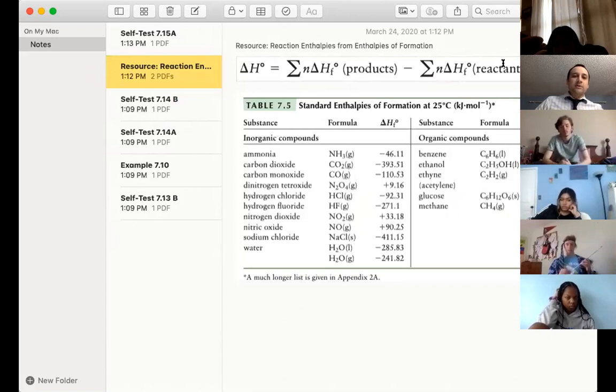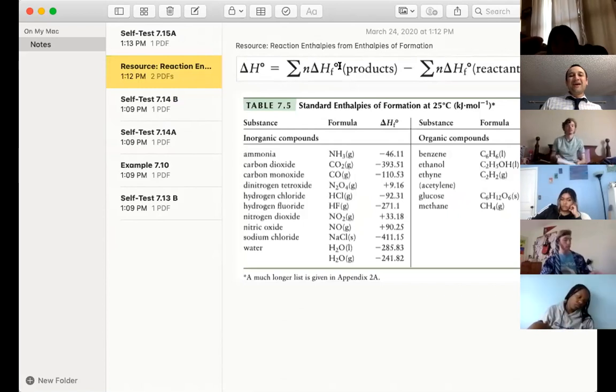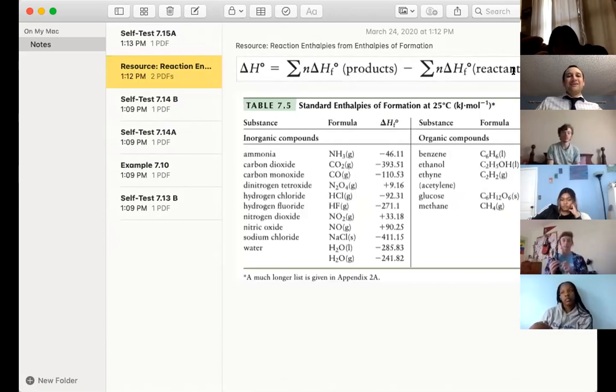All right, so this is some stuff that we need to know. Basically, your textbook says that delta H naught equals the sum of the delta H f naught for the products minus the sum of the delta H f naught for the reactants, right? So what the heck is that? That means that you can find reaction enthalpies from the enthalpies of formation for any given chemical.